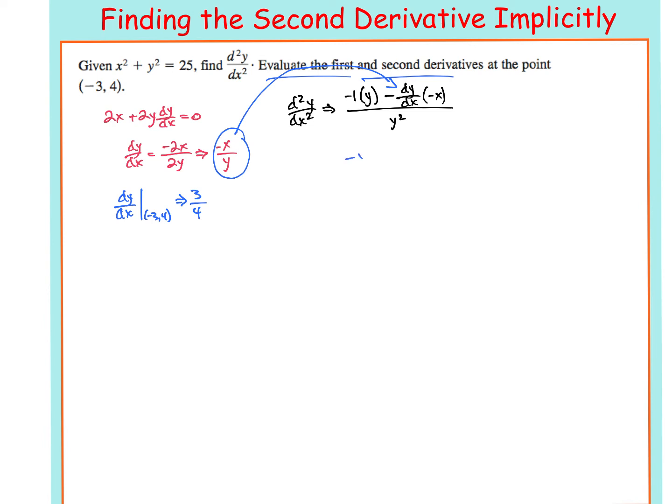So now I have negative y, and then minus x over y, minus a negative x over y times negative x, all over y squared. Now, I'd like to simplify that up a little bit. So I have a negative, negative, negative. So that's just going to be a negative. So now I have negative y minus x squared over y squared. So right now, that's my second derivative.